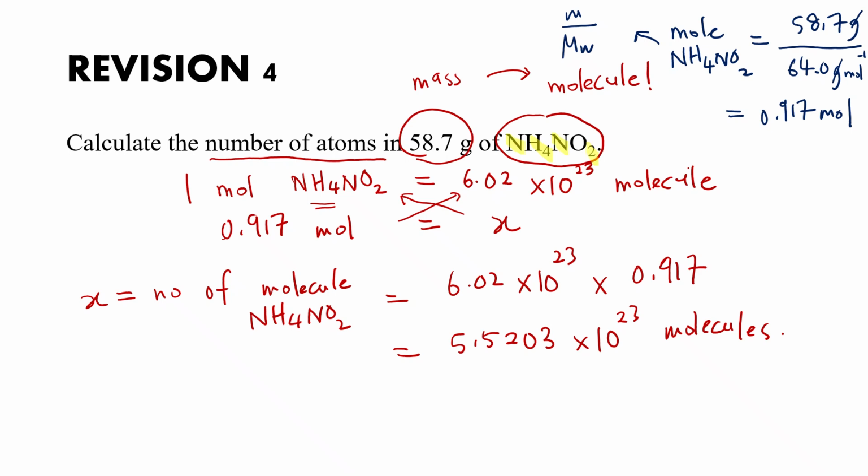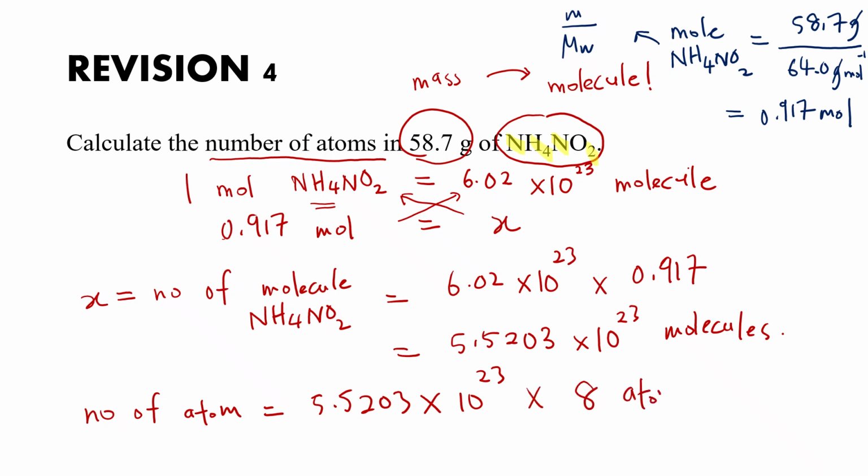So, to find number of atoms, so what you have to do adalah ambil semula number of molecules tadi. So, number of atoms equals to, dalam satu molecule of ammonium nitrate just now, kita ada sebanyak 8 atom. So, darab dengan 8 atoms. Okay, so that will give you the answer.